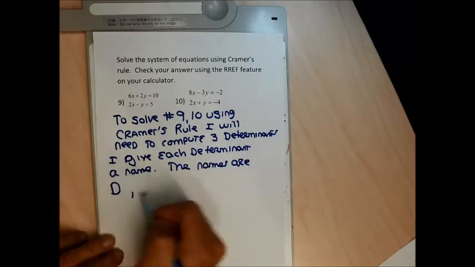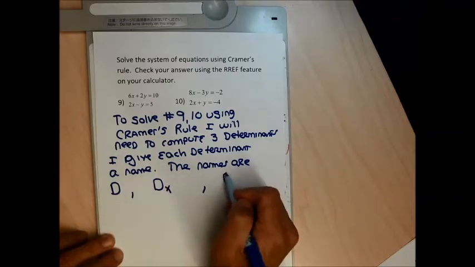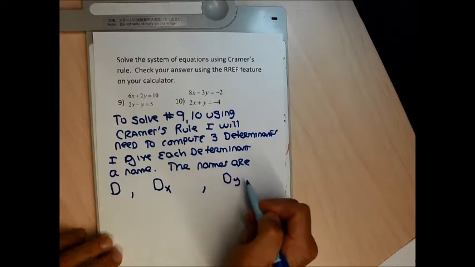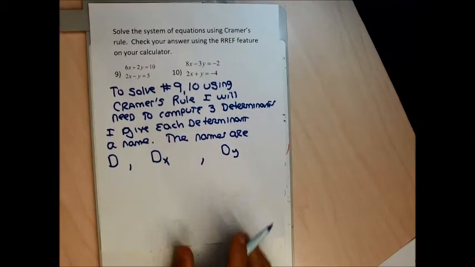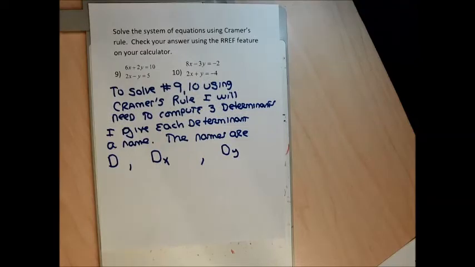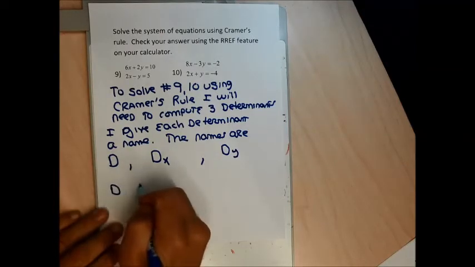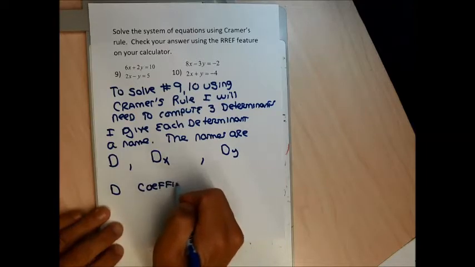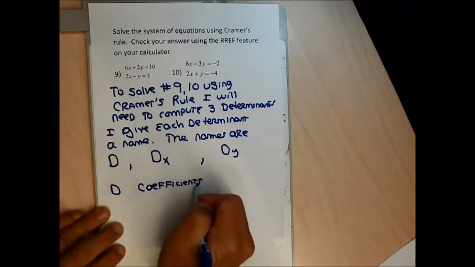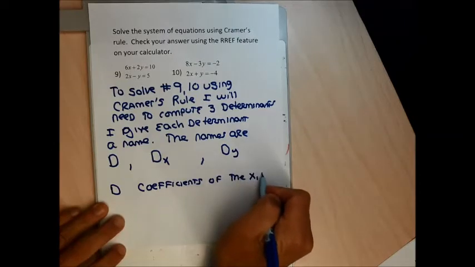D, D sub x, and D sub y. And they're named really nicely. I didn't make these names up. These are just the names that are standardly given to them. The D just has the coefficients of the x and y.